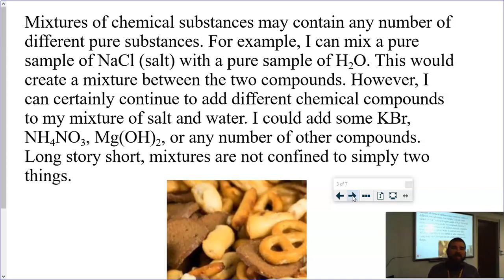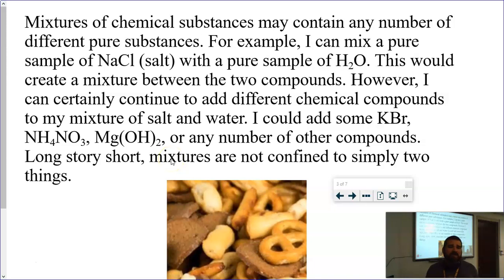Anyway, mixtures of chemical substances can contain any number of different pure substances. For example, if I were to take some salt, which is NaCl, sodium chloride, and mix that with water, salt dissolves in water, so we'd make some salt water. It's a mixture. I had one pure substance, NaCl, and another pure substance, H2O. I put them together, and now I've got a mixture. I could add more stuff if I wanted to, like potassium bromide, ammonium nitrate, or magnesium hydroxide. It doesn't really matter. I could add a whole bunch of different chemicals, and it's a mixture.